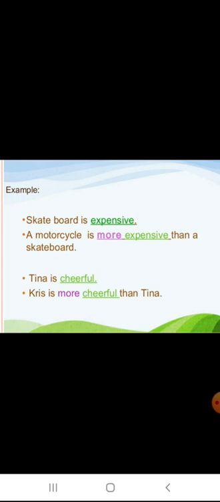Tina is cheerful. Here there is no comparison, so that is a positive degree. Krish is more cheerful than Tina. Here we are comparing two persons, Tina and Krish. So we used more: more cheerful, expensive, more expensive.